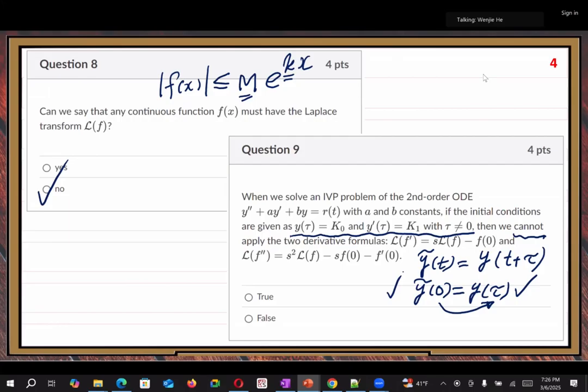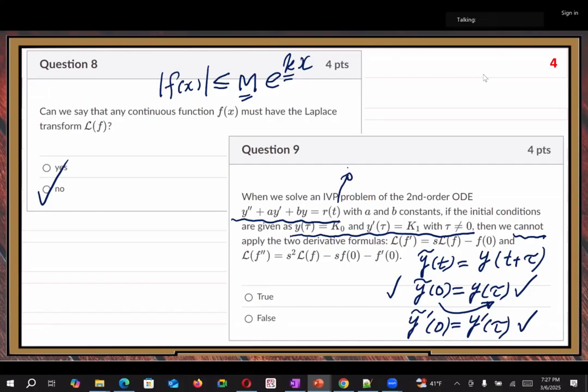Similarly, the y tilde derivative at 0 equals the derivative at tau, and it's given. And then you need to convert this function to the y tilde version. When you convert, you only need to change the variable, because you need to do a shift operation. We have one example, so you need to use that example to answer this question.